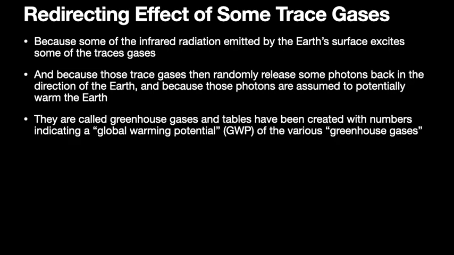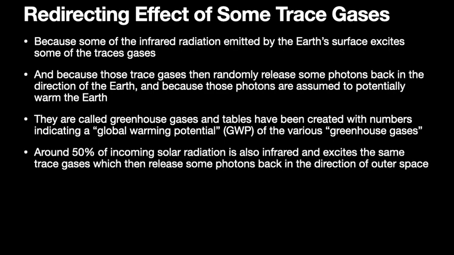And tables have been created with numbers indicating what is called a global warming potential of the various so-called greenhouse gases. Around 50% of the incoming solar radiation, and this is the part that everybody seems to forget, is also infrared, and it excites the very same trace gases, which then release some photons, once again in a random direction, but some of those will get released in the direction of outer space.